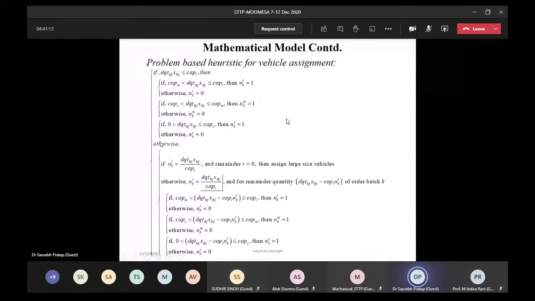So I have developed some heuristic. Now the question will arise: how can I develop a heuristic? Simply, we can say that it's a rule-based greedy heuristic method. So I have analyzed the scenario, meaning on the basis of the capacity of the vehicle, we can decide which type of vehicle. Because let us assume, I am giving an example.